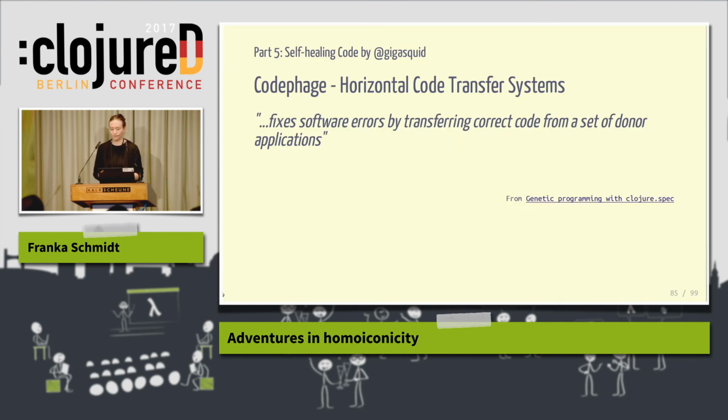So Carin introduced us to this concept called CodePhage, a horizontal code transfer system that fixes software errors by transferring correct code from a set of donor applications. The basic idea here is that if you have a bug, exception, or some kind of weak spot in your code, you can take a patch from another system or from another part of your system, transfer it onto the broken spot in your code, and therefore fix the error, which is very cool and very futuristic sounding to me, but let's have a closer look.